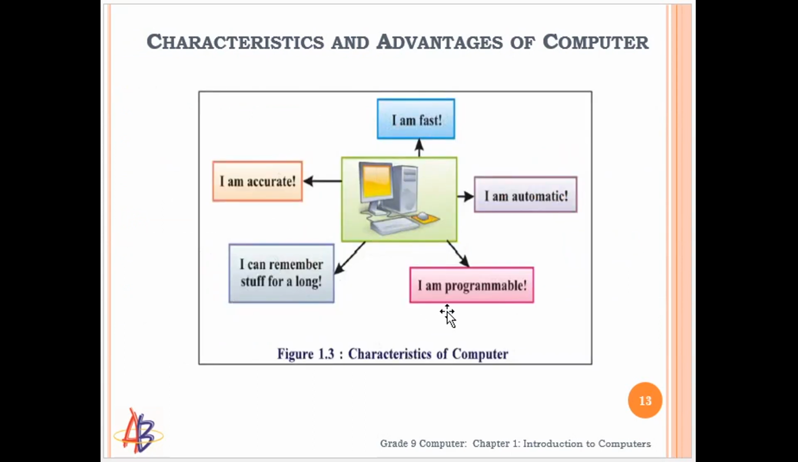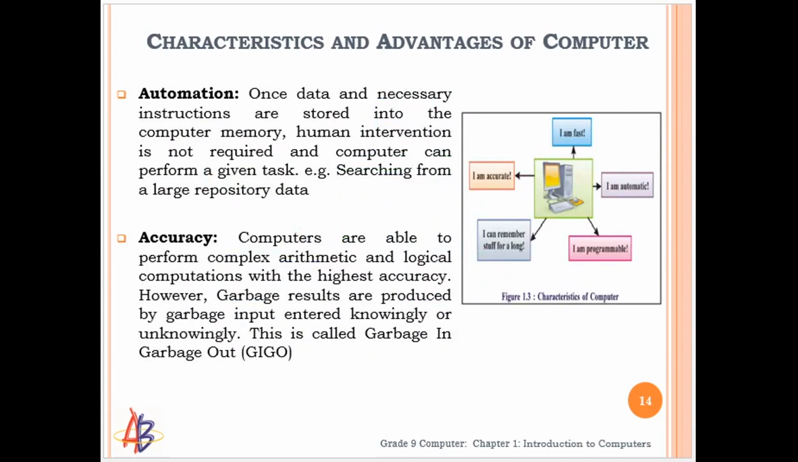This diagram shows the characteristics of a computer. What are the characteristics of a computer? It is automatic, it is programmable, it is accurate, it is fast, and it can remember things for a long time. So all these characteristics we will see one by one. First thing is automation. As mentioned, it is automatic, so we are talking about this block.